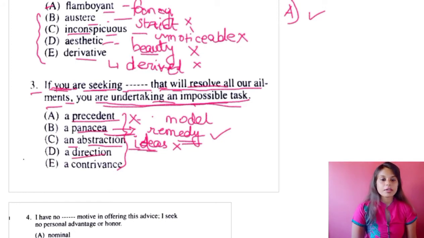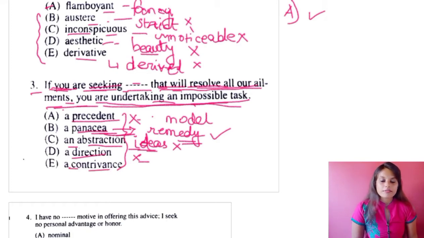A direction. If you are seeking a direction that will resolve all our ailments, no. Direction, you cannot put direction. Direction means either this side, that kind of direction they are talking about. So they are talking about that if you are trying to find a direction that will solve all your problems, then finding that direction is an impossible task. So this is not correct. Best option would be panacea. Even till now we can see it's panacea.